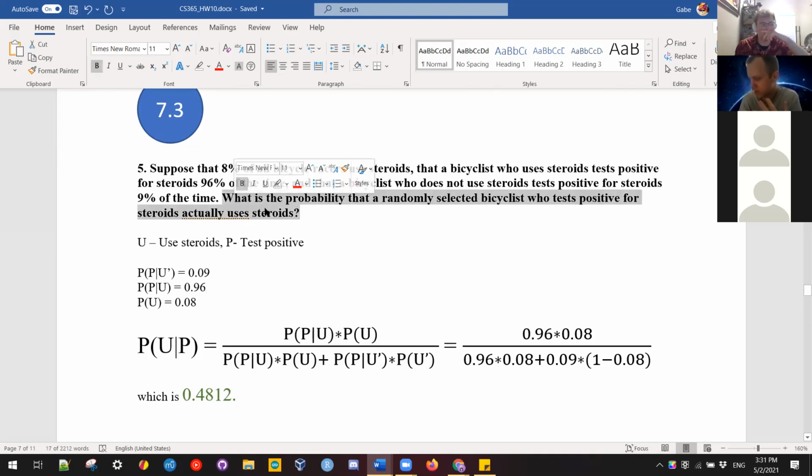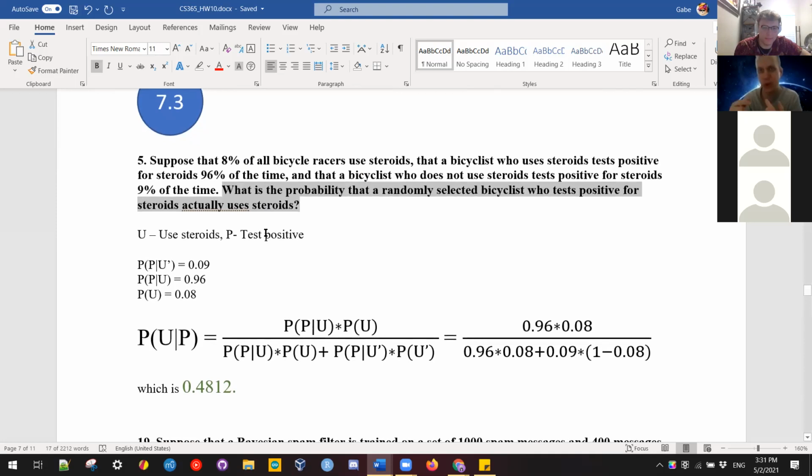It's that they use steroids given that they tested positive. If they test positive, what is the probability that they use steroids? As opposed to if they use steroids, what's the probability they test positive? It sounds like it's saying the same thing the other way, but this is not a biconditional. It's an implication setup.